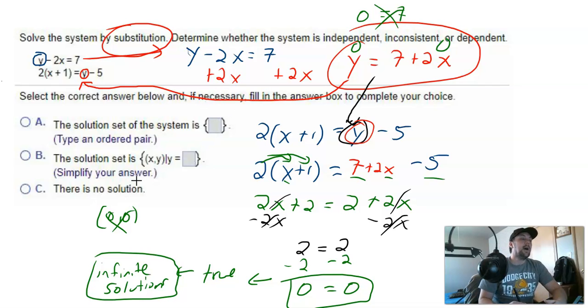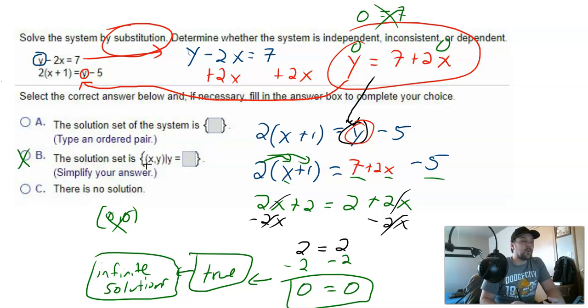So what we're going to say, obviously, C is not the correct response. It's not that there's no solution. There is an infinite number of solutions. A you would use if there was just one solution. Right? So the solution set is blank. We don't have just one solution. We have infinitely many solutions. So we're going to use option B.